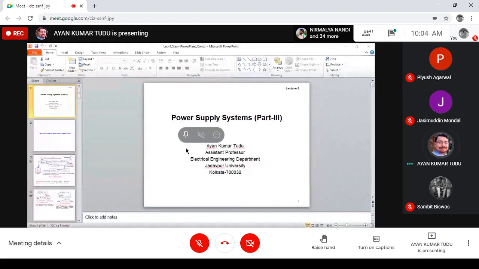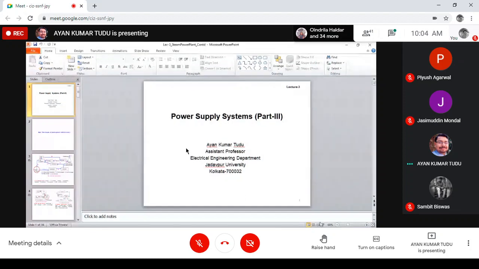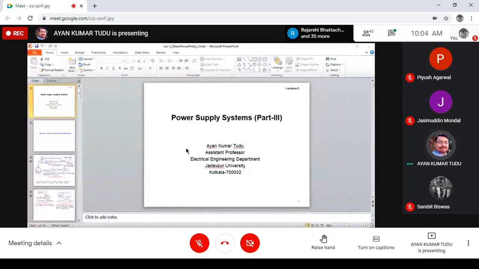Somebody is trying to enter. So is the screen visible? Yes, sir. Visible.